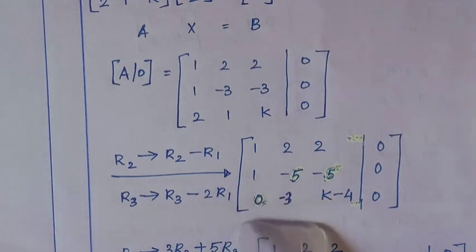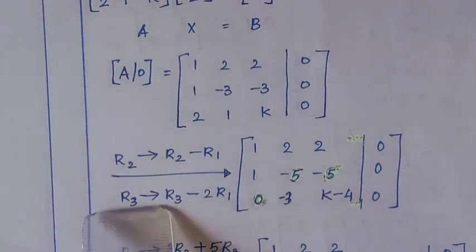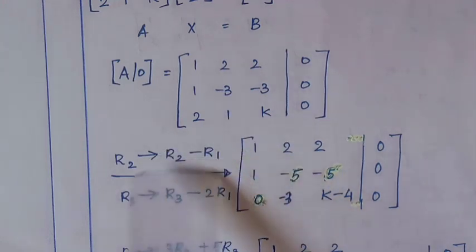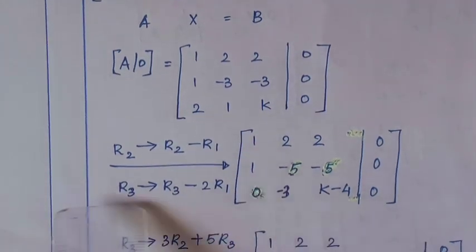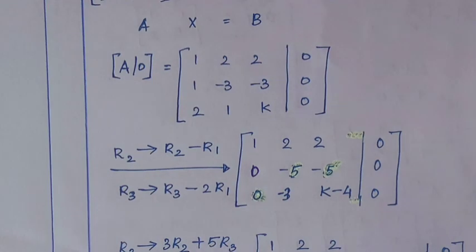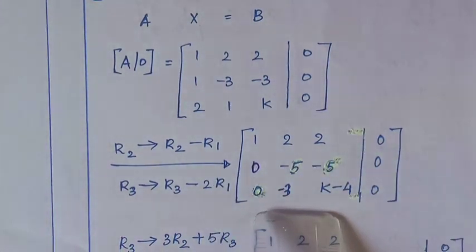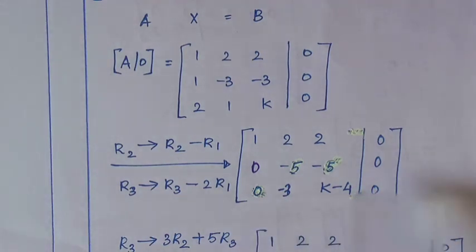Next, R2 gives R2. What we have to do is make the third line 0 and the second line 0. So with this formula, how can we make the third line 0? R3 gives R3 minus 2R1, so it may become 0, right? Then R2 minus R1. So here 0. So minusing: 0 to 1, 2, 2, 0 minus 5, minus 5, 0, 0 minus 3, k minus 4, by 0, 0, 0.